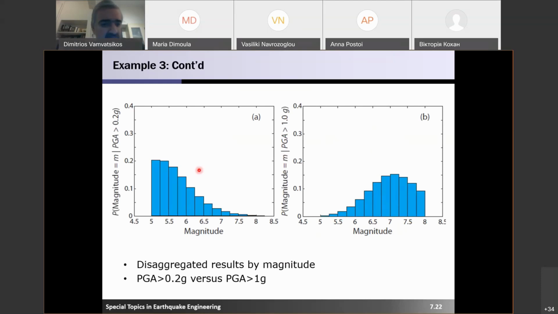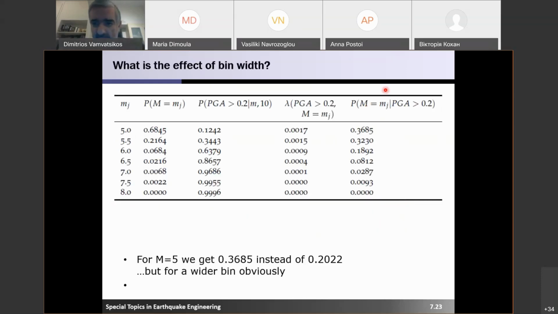All right. So disaggregated distributions, 0.2g, 1g. Now, some fun things. I mean, once you start having your numbers, you can start playing with them. For example, what is the bin width effect? Why did we choose to go with 0.25 and not something different? Okay, let's go to 0.5. Why not? This is the same exact calculations, but now at the 0.5 step size.